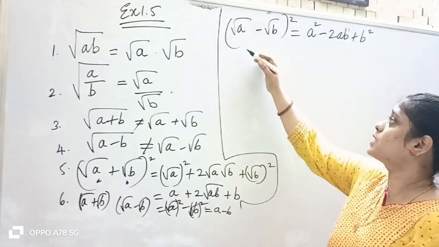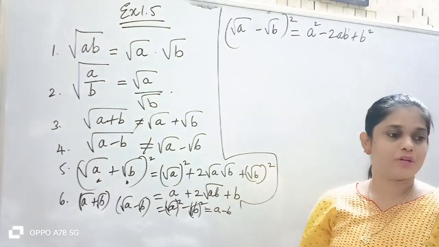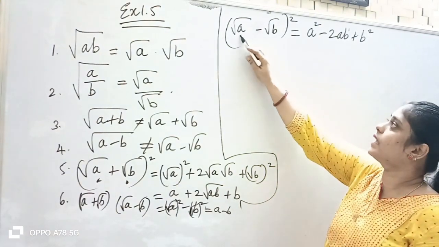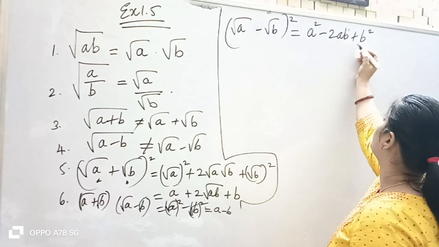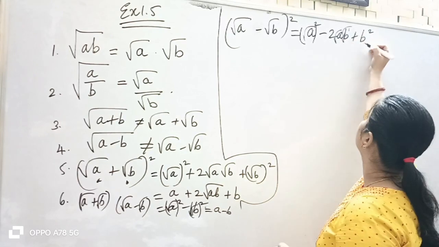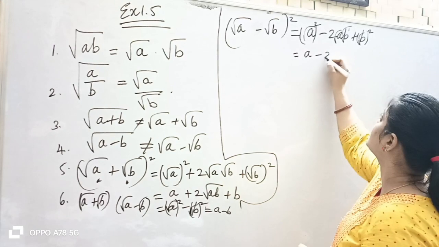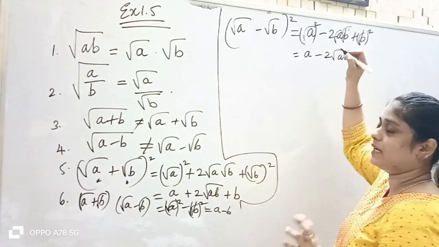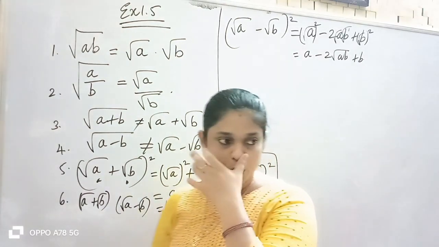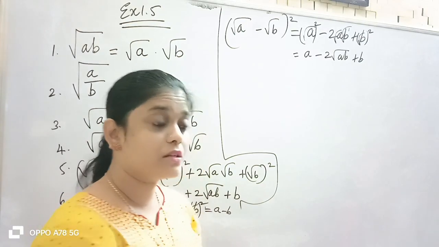So in the (a minus b) whole square, they are applying it for irrational also. Irrational means root a, root b. They are applying it instead of a, b, that's all. So here it looks like (a minus b) whole square is a square minus 2ab plus b square. But in our case, is it correct? I'm writing like this: a minus 2 root ab, otherwise you are writing it as it is, it is also correct. So here plus b. So the (a minus b) whole square identity is what they are applying here. Very clear. These are the irrational.